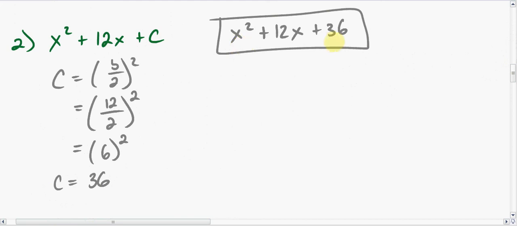X squared is a perfect square, 36 is a perfect square. Alright, and that's part 2.